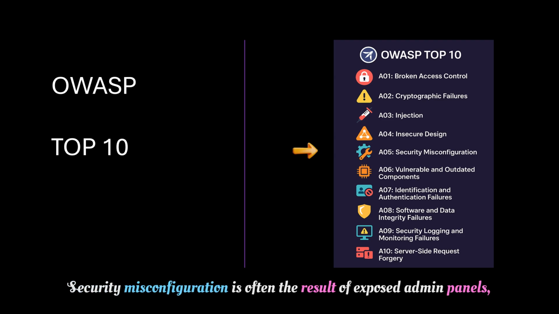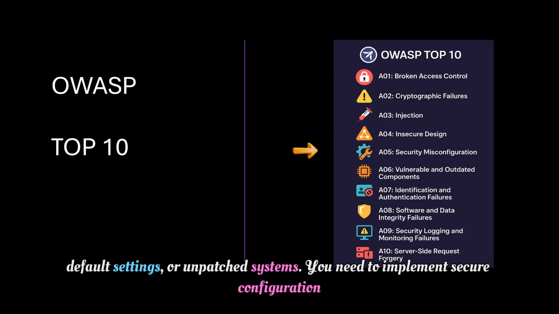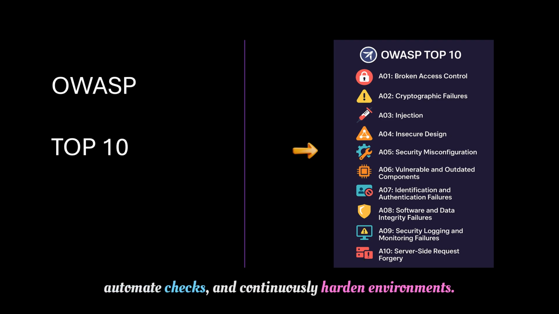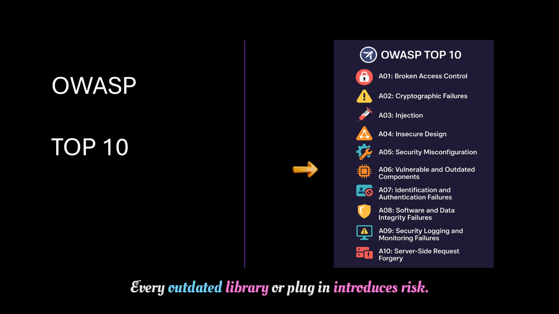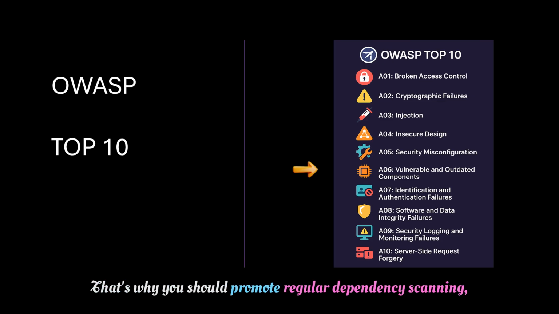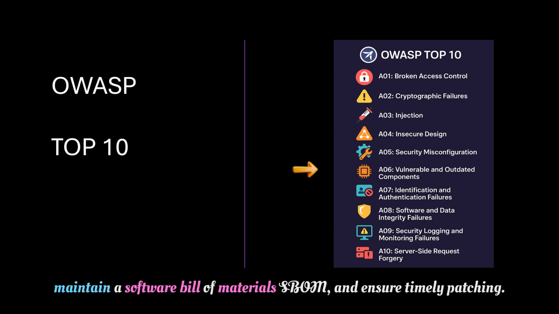Security misconfiguration is often the result of exposed admin panels, default settings, or unpatched systems. You need to implement secure configuration baselines, automate checks, and continuously harden environments. Vulnerable and outdated components are just as dangerous. Every outdated library or plugin introduces risk. That's why you should promote regular dependency scanning, maintain a software bill of materials, SBOM, and ensure timely patching.